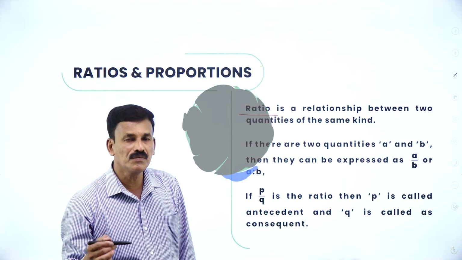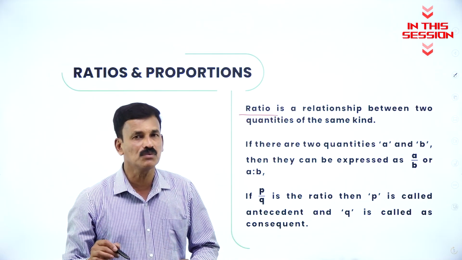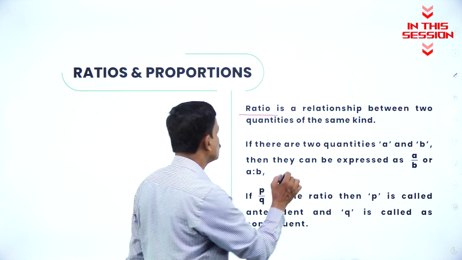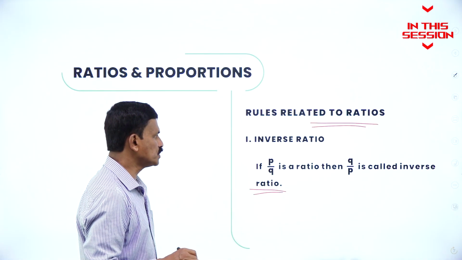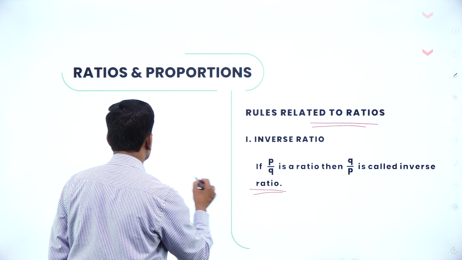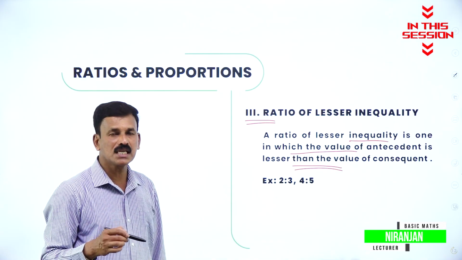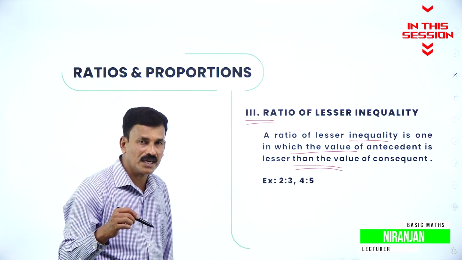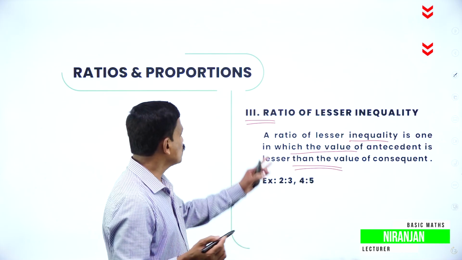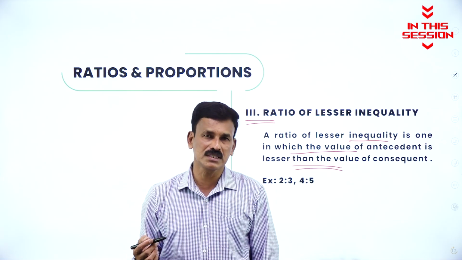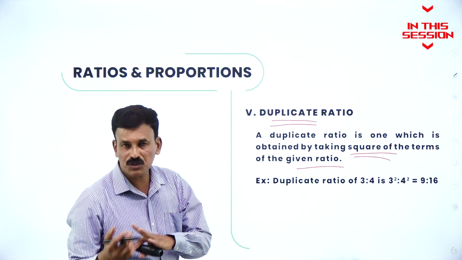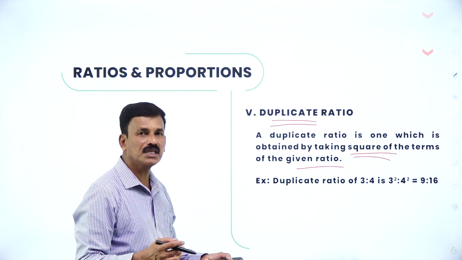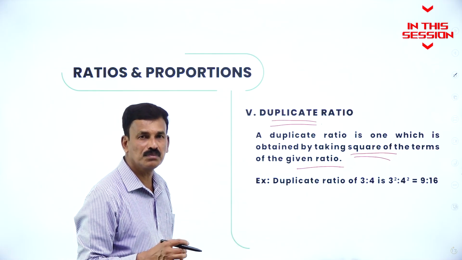A relation between two quantities of same kind is called a ratio. If P by Q is a ratio, then Q by P is called the inverse ratio. If the value of antecedent is lesser than the value of the consequent, then it is called a ratio of lesser inequality. Just by taking the square terms, you are going to get a ratio. That ratio is called the duplicate ratio.